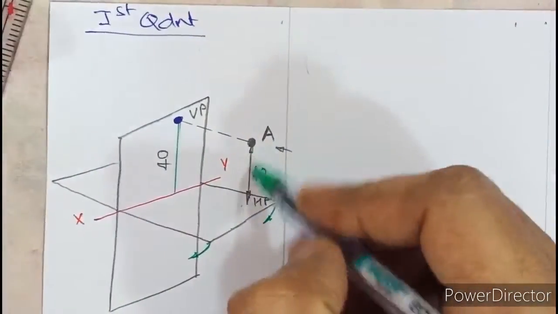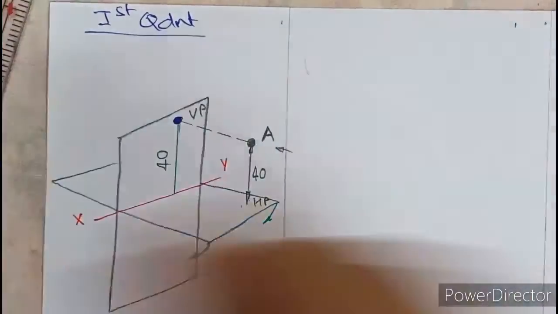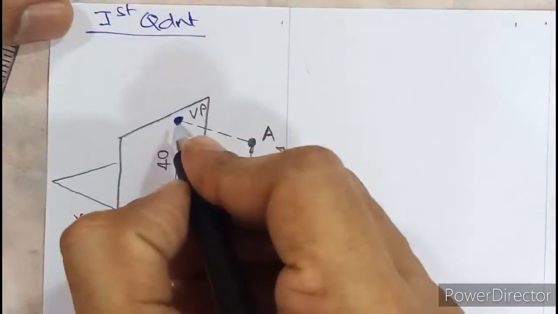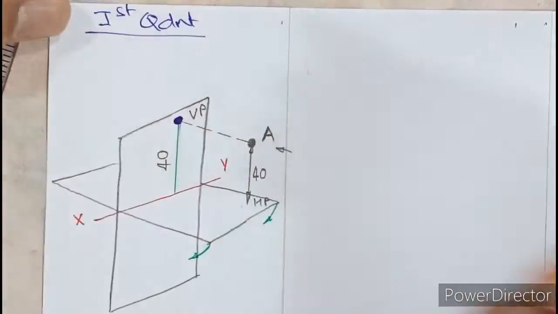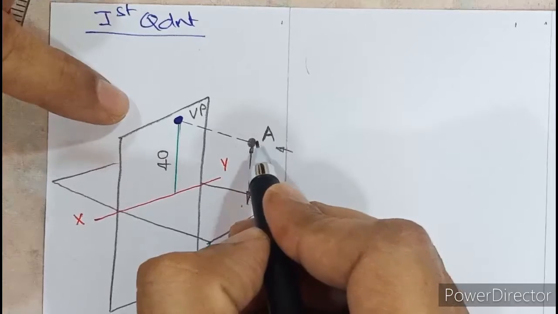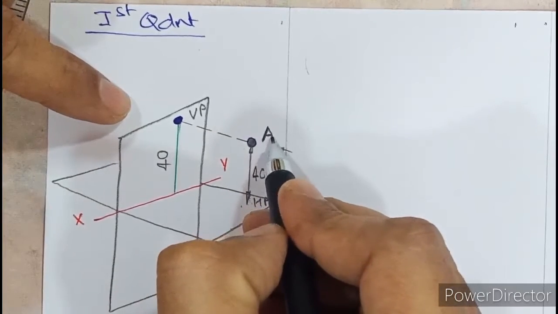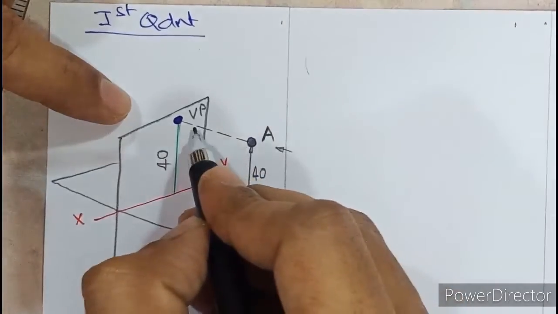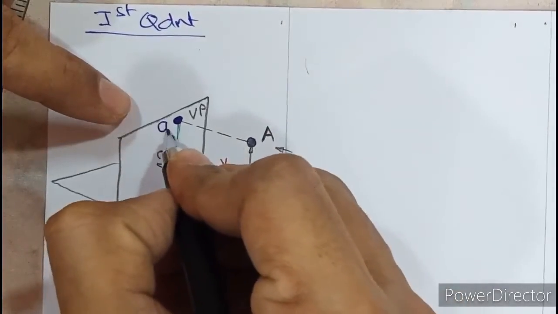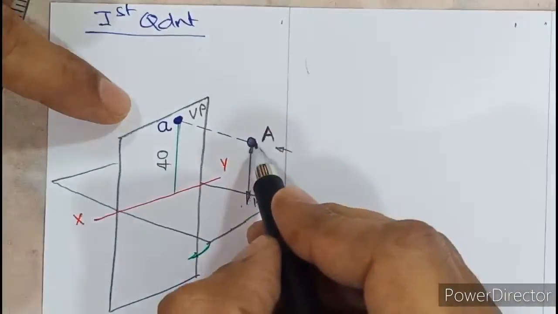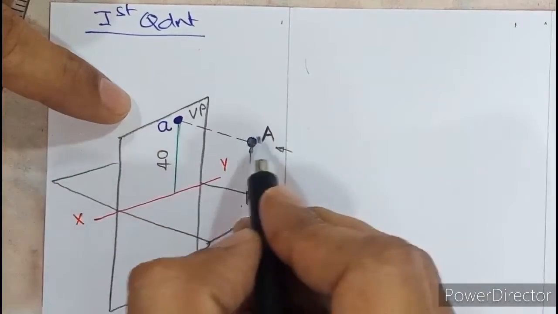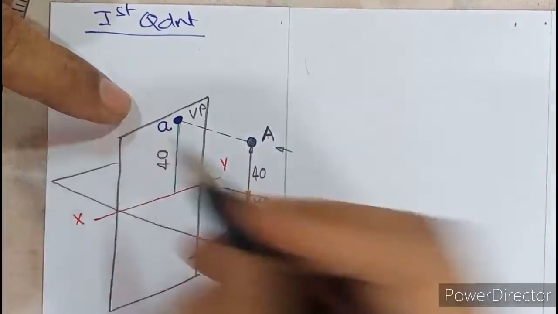So see, both dimensions are 40, right? So we need to give some name to this point. From now onwards, what you should remember is that the actual object is represented by a capital alphabet, but its projection is represented by a small alphabet. So capital A is the actual object and small a is the projection.